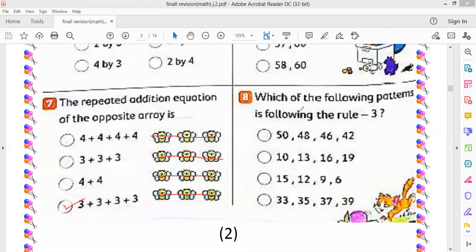Which of the following patterns is following the rule minus 3? 50 becomes 48, this rule is minus 2. And 10 becomes 13, we have here plus 3, the rule. And 15 becomes 12, we subtract 3, minus 3. So we choose the third one, 15, 12, 9, 6.